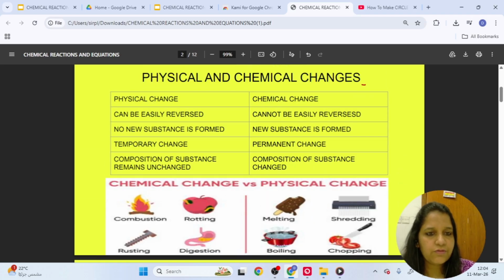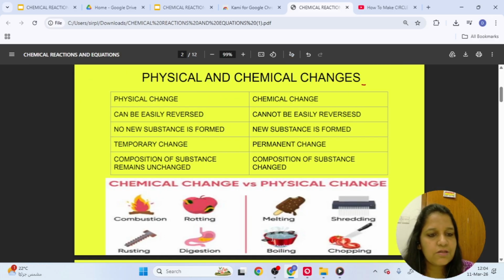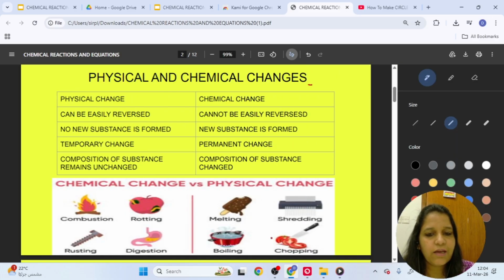Two different kinds of changes, physical and chemical changes, which you have already learned in your previous classes. One is physical change and the other one is the chemical change. Now what are the differences between them? You all are already aware of that. So in the physical changes, they can be easily reversed, whereas chemical changes cannot be easily reversed.